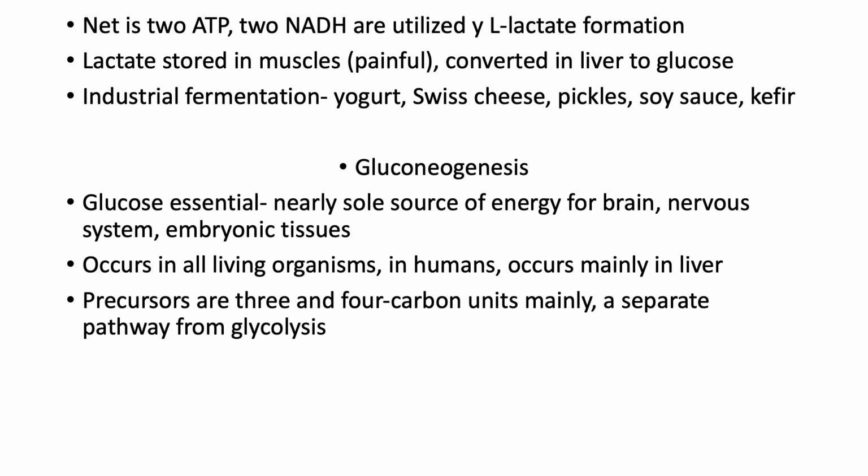Gluconeogenesis. Glucose is essential as a sole source of energy for the brain, nervous system, and embryonic tissues. This occurs in all living organisms. In humans, it occurs mainly in the liver. The precursors are 3 and 4 carbon units mainly, and this is a separate pathway from glycolysis.